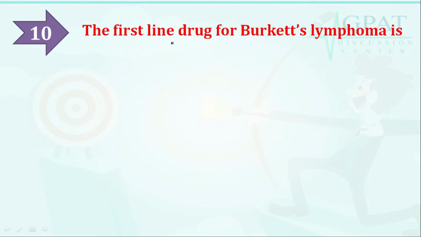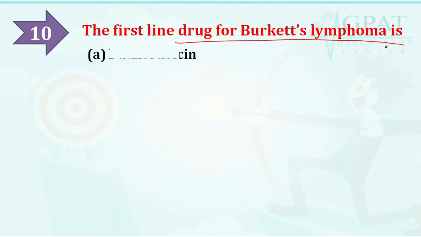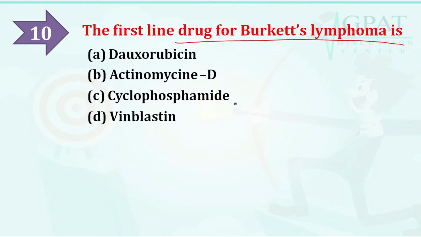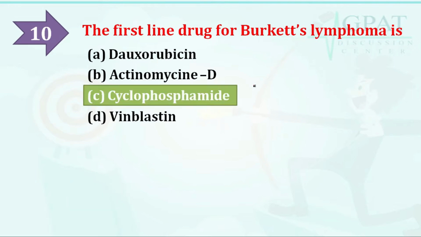The first line drug for Burkitt's lymphoma is, and the options are: option A doxorubicin, option B actinomycin D, option C cyclophosphamide, option D vinblastine. The correct answer is cyclophosphamide, which is used as the first line for Burkitt's lymphoma. Students, you can also learn like this: B and C, BCL. You can also try to make a mnemonic for learning.